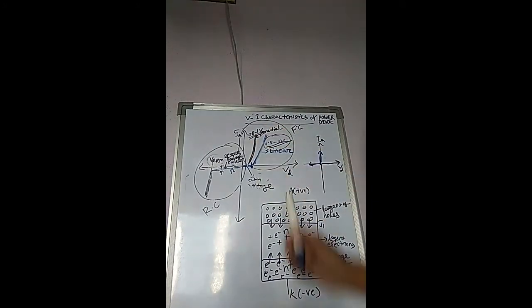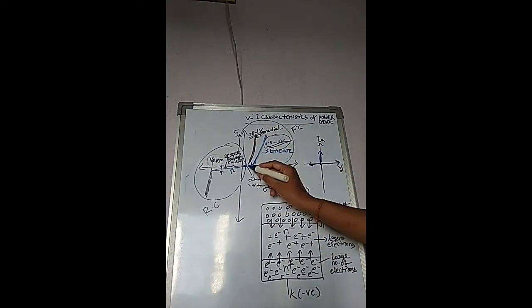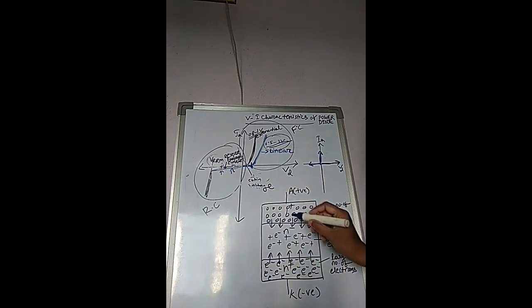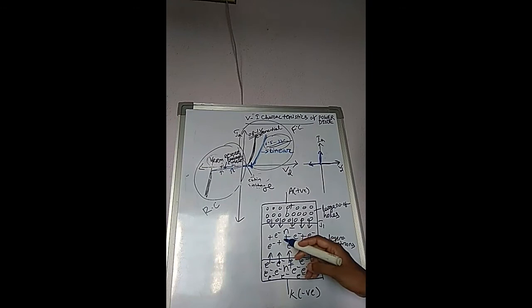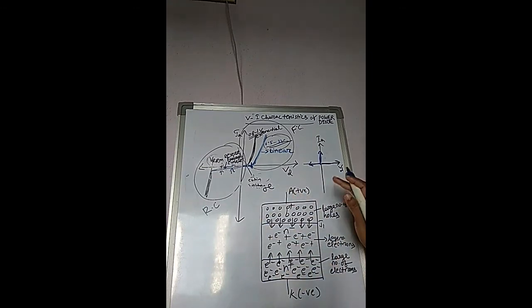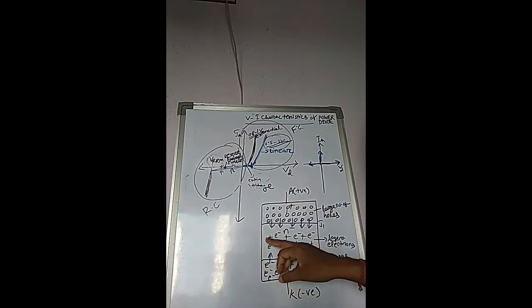This is the forward characteristics of power diode. So this is the cut-in voltage level. Okay, so now come to this part. I told you in the previous video about the PN junction of the diode. So let's see what happened in case of the power diode, how the holes and electrons move from one layer to another layer. See, in power diode this is anode, this is cathode.